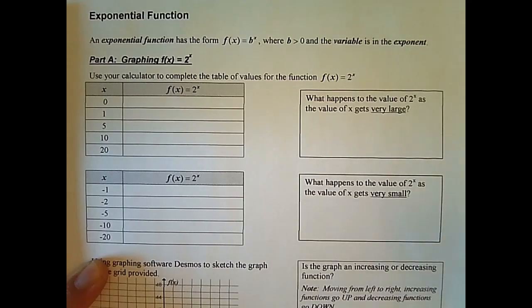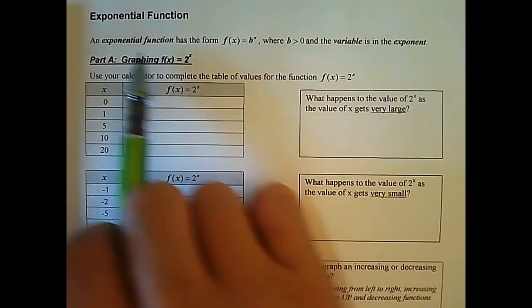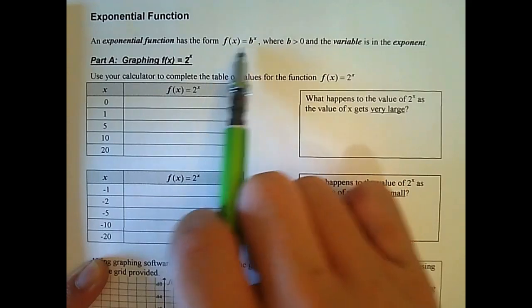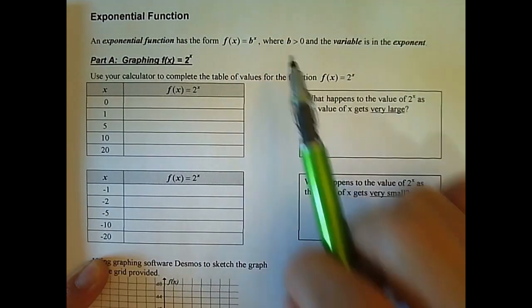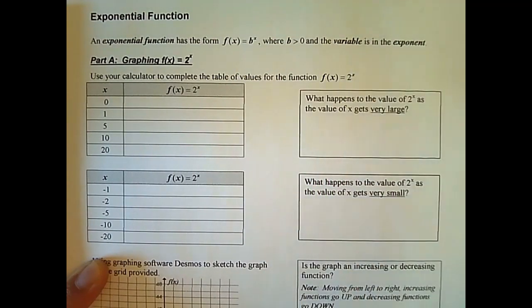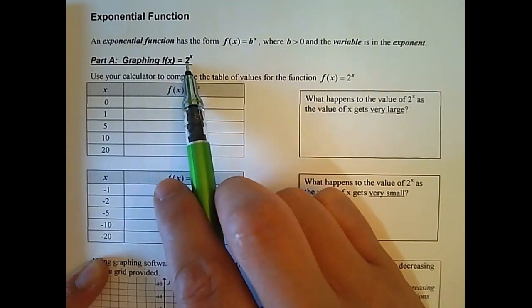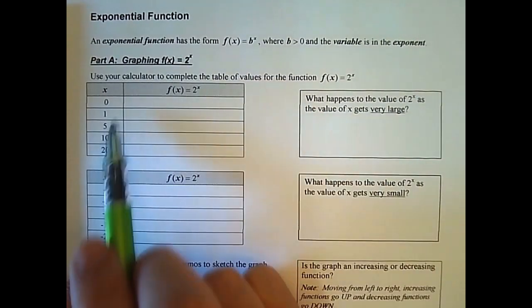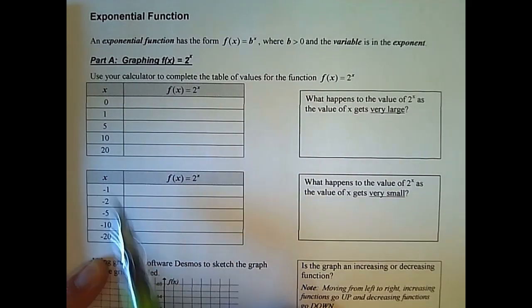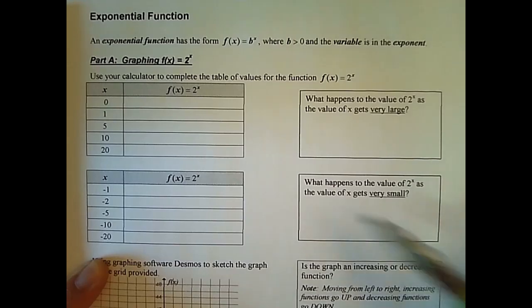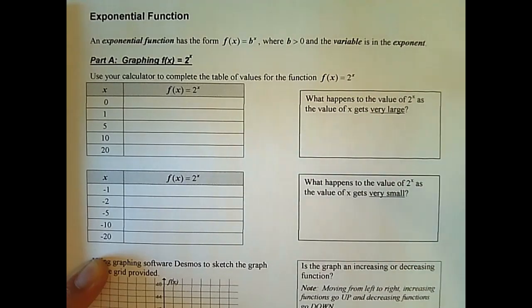Alright, for the next part of the video, we're going to be graphing an exponential function. Any exponential function is in the form f(x) = b^x, where b is greater than 0 and the variable is in the exponent. We're going to start with f(x) = 2^x, and choose some positive x values and some negative x values to see if we can notice any patterns. So why don't you pause the video, fill this out, and then unpause and you can check your answer with me.